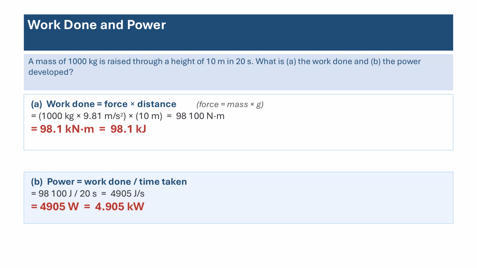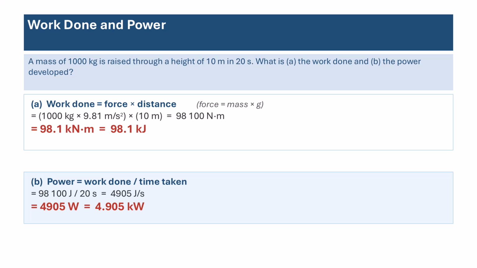Part B. Power developed. Power equals work done divided by time, which equals 98,100 joules per 20 seconds, which equals 4905 joules per second, which equals 4905 watts, approximately 4.905 kilowatts. The answers are work done equals 98.1 kilojoules and power developed equals 4.905 kilowatts.